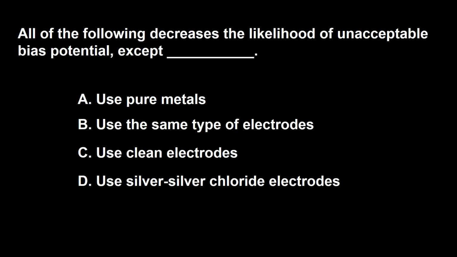Next question is, all of the following decrease the likelihood of unacceptable bias potential except: A. Use pure metals, B. Use the same type of electrodes, C. Use clean electrodes, D. Use silver chloride electrodes. The causes of not steady or unbalanced bias potentials are many. Here I will mention a few.